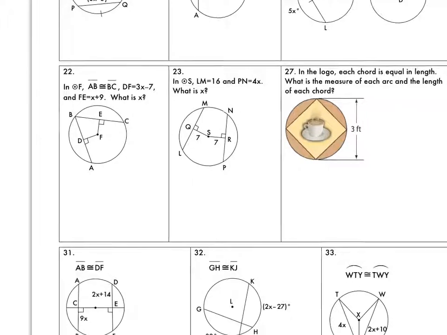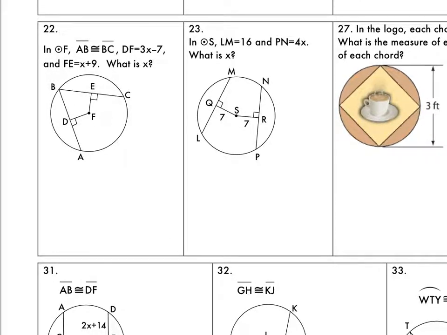So in circle F, AB is congruent to BC. So AB and BC are both chords, so they're congruent chords. DF is equal to 3x minus 7, and notice that DF is the distance between the chord and the center. And then EF is x plus 9, and that also is the distance from the chord BC to the center. Since the chords are congruent, the distance from the chords to the center is the same. So we know that 3x minus 7 is equal to x plus 9, and I'll let you finish that one out.